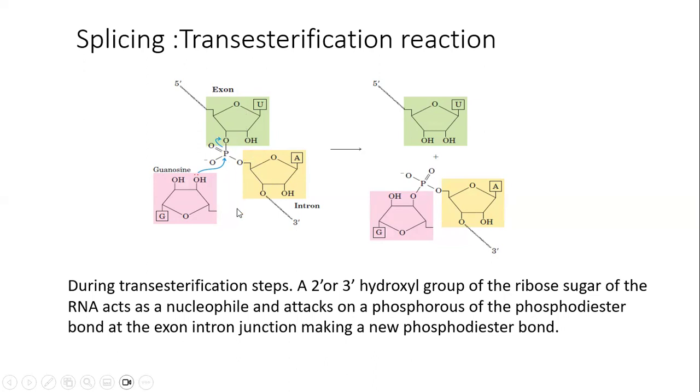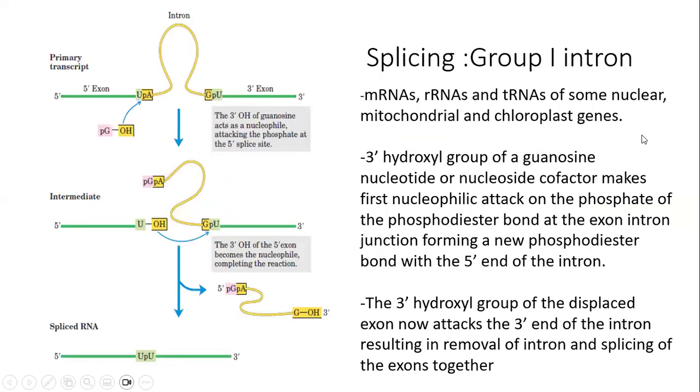and in this process a new phosphodiester bond forms, as you can observe here. So coming to the group 1 splicing mechanism, it is observed in messenger RNA, ribosomal RNAs, and transfer RNAs of some nuclear, mitochondrial, and chloroplast genes.